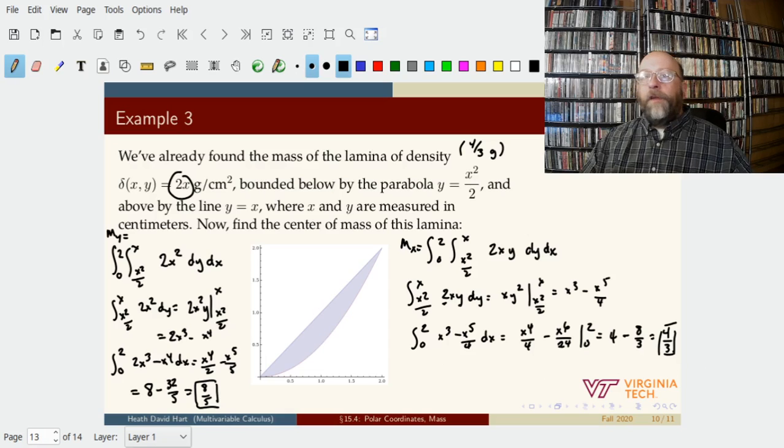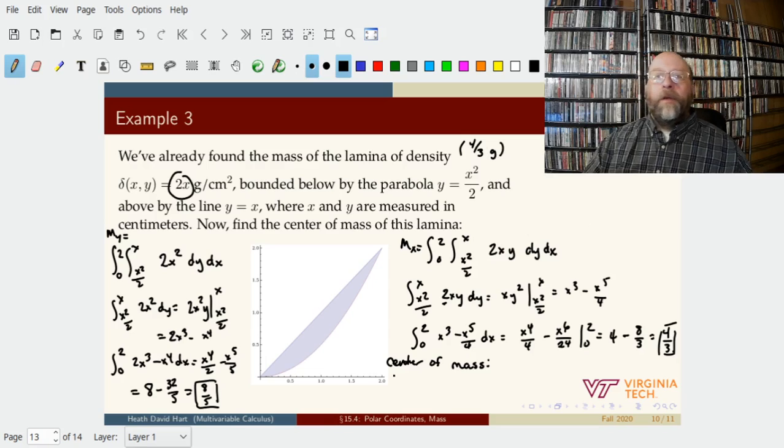So now we have the two moments. To get the center of mass, we take these moments, which are measured in kilogram meters, or in this case actually gram centimeters, and divide by grams. So the first coordinate will be 8/5 divided by 4/3, and the y coordinate will be 4/3 divided by 4/3.